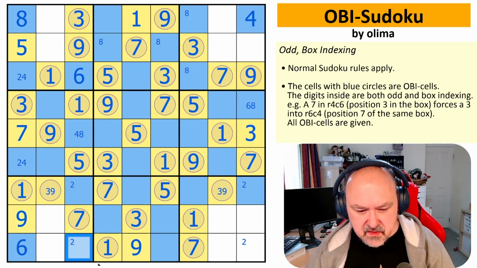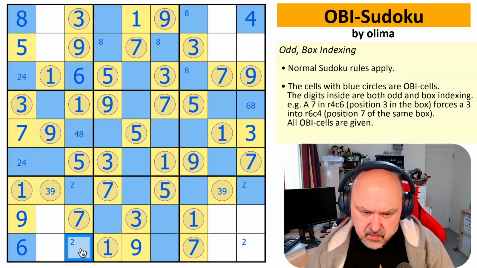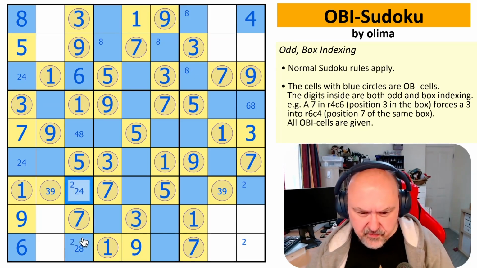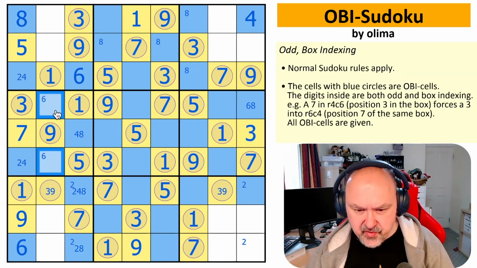which means that cannot be a 4, because then that would be correct. I'm not sure here. So this is 2 or 8. This is 2, 4 or 8. 6 is in one of those two.